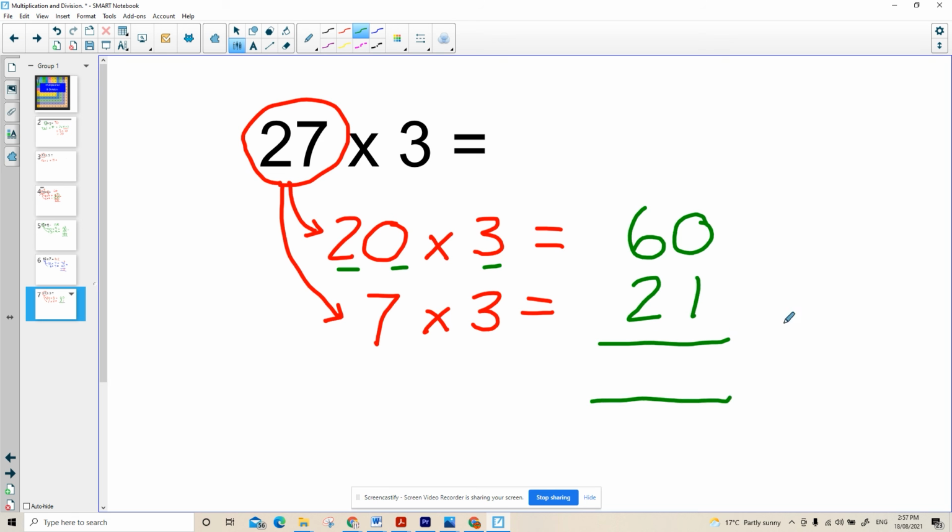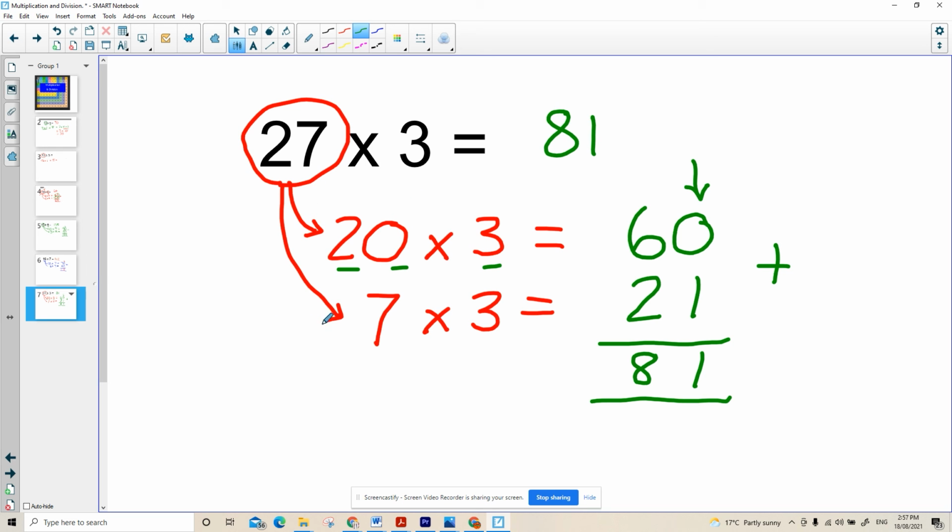I'm now going to add these two numbers together. 60 plus 21. I always start with the units. 0 plus 1 is 1. 6 plus 2 is 8. The answer is 81.